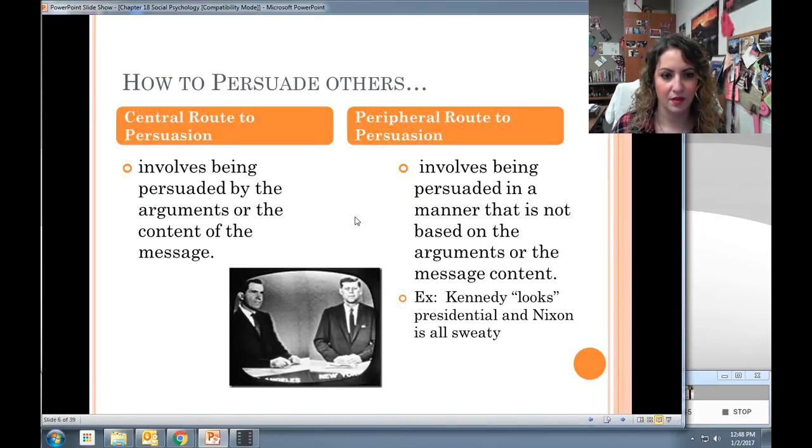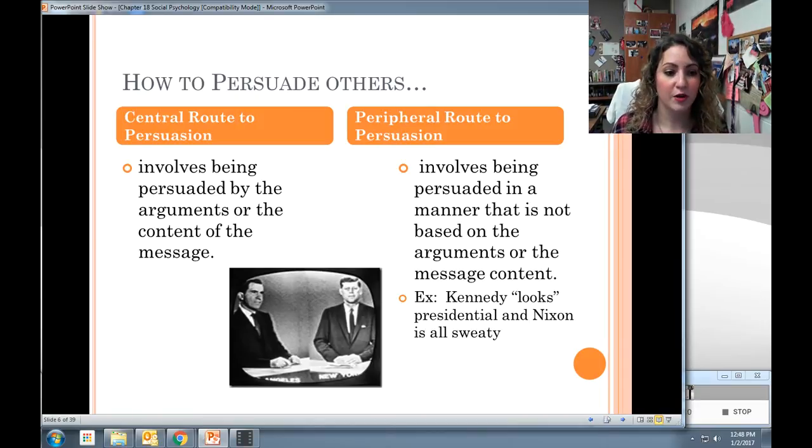Okay. How do we persuade others? So let's say that we have an idea. I have a feeling, I have an attitude about something that I want others to have as well. I want to persuade them to think what I think is correct. There are two ways that you can persuade someone, really. There's the central route to persuasion and the peripheral route to persuasion. And unfortunately, one of these works a little bit better than the other.